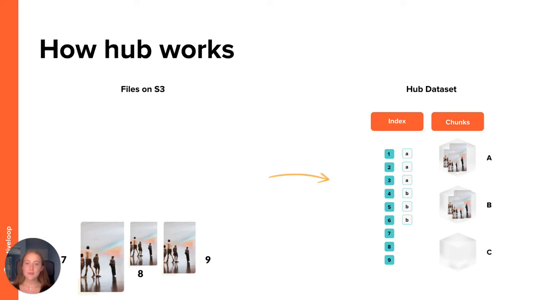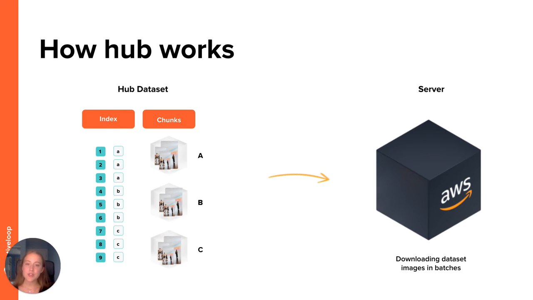Hub first fills up the chunk with as many images till the chunk is full, and then each image will be assigned an index value that corresponds to the chunk it is in. And if your server is trying to download the dataset, Hub will download the datasets in batches in an efficient manner. For example, if the batch size is 3, Hub will look at the chunk and see where those images are located. Then Hub will download only those chunks.